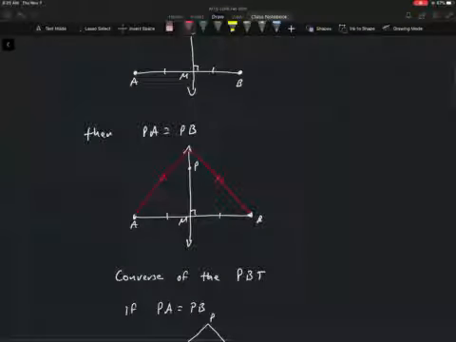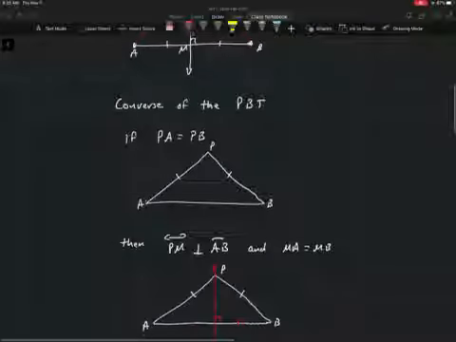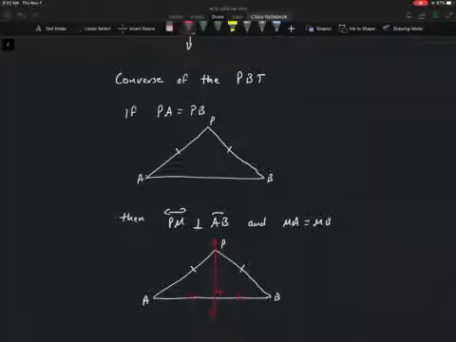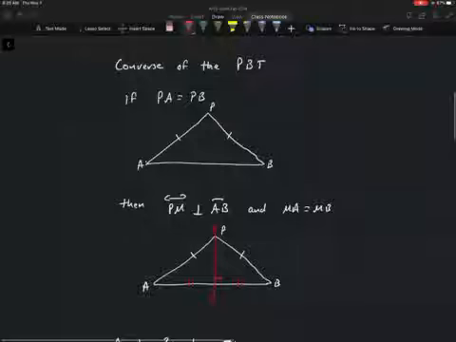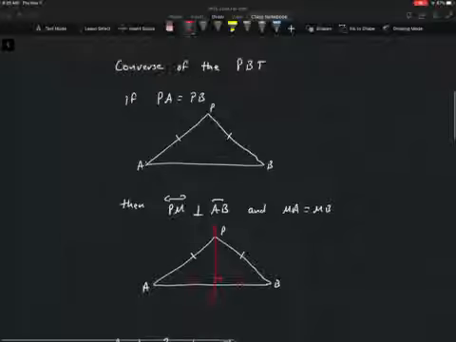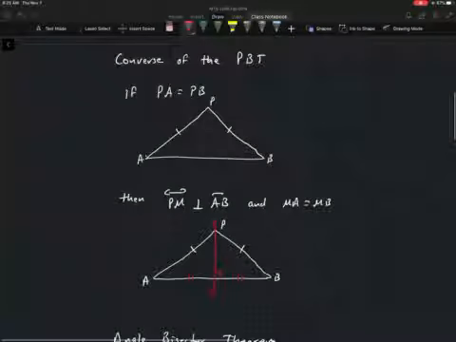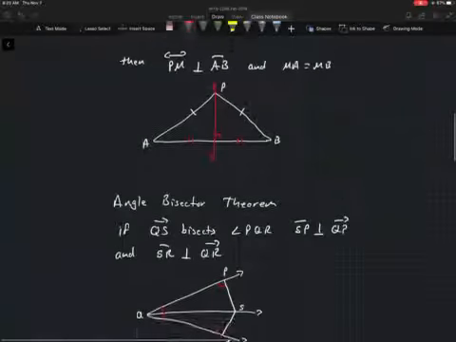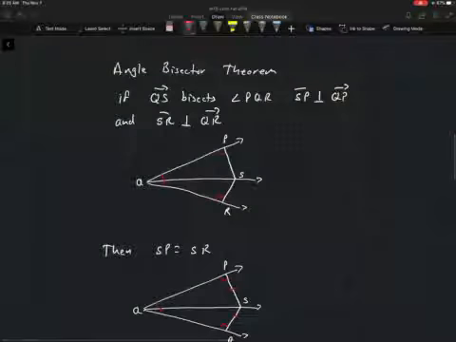Now the next part would be that if we extend this into a triangle, we can say that PA is equal to PB. Now the converse of that is just that if PA is equal to PB, then line PM is perpendicular to segment AB, and MA is equal to MB. And so this is sort of like an extension of some of the other theorems that we've seen in the text. The other one is the angle bisector theorem.